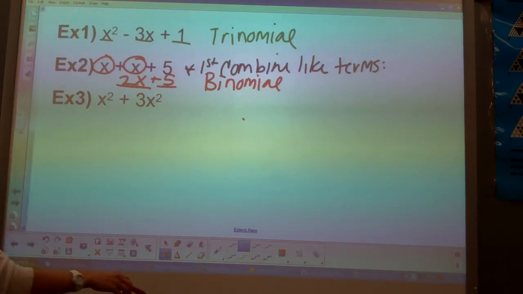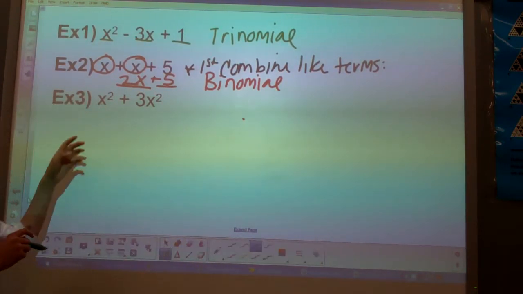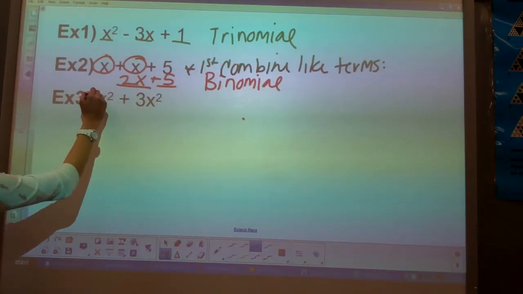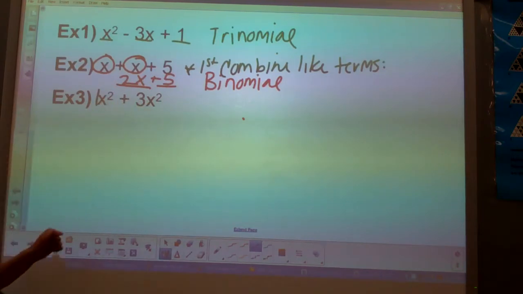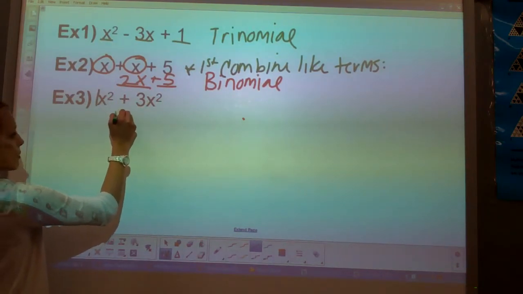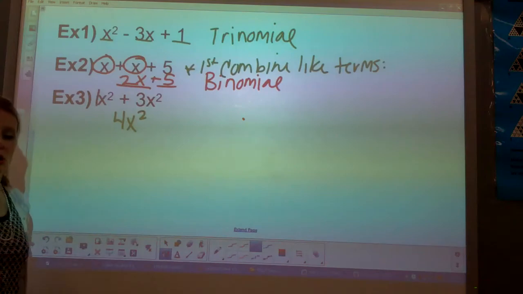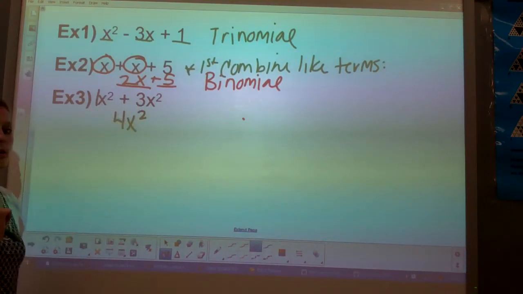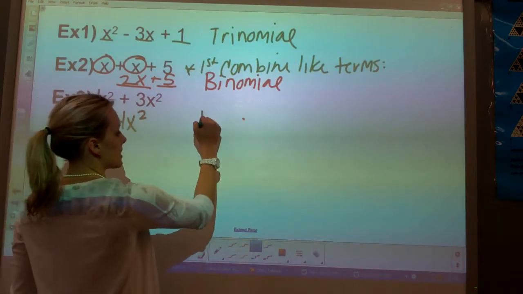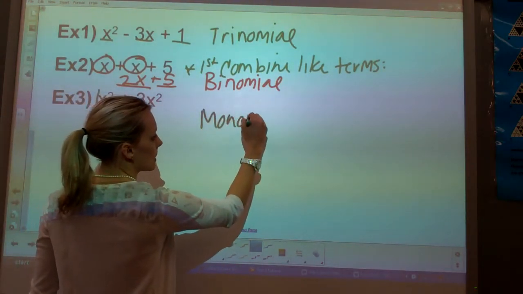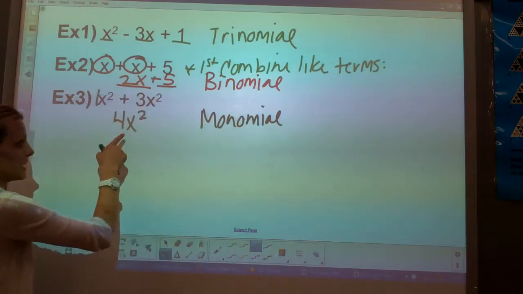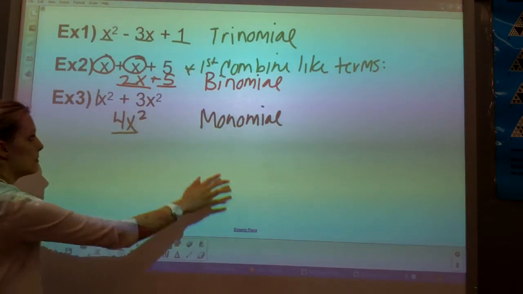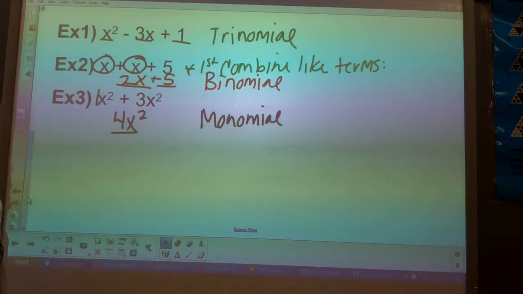In our example 3, again, this one is kind of hidden. We have 1x squared, and then we have 3 more x squareds, so we have 4x squared altogether. So initially it looks like a binomial, however it's not. This is a monomial because it only has 1 term. So you have to remember to combine any like terms first and then name it.